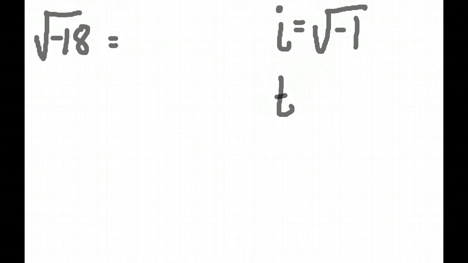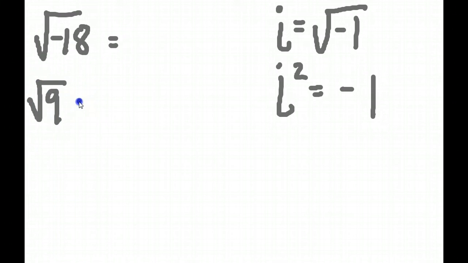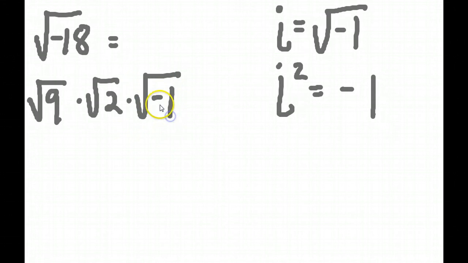Therefore, i squared equals negative 1. Because if we have the square root of negative 1 times the square root of negative 1, we would have just negative 1. So that's why i squared equals negative 1. So if we have negative 18, let's break this apart. So we can say that the square root of negative 18 is the same thing as the square root of 9 times the square root of 2 times the square root of negative 1. That accounts for all the pieces of negative 18, all the factors.